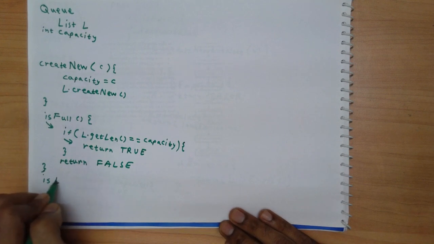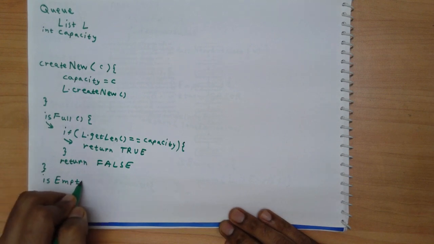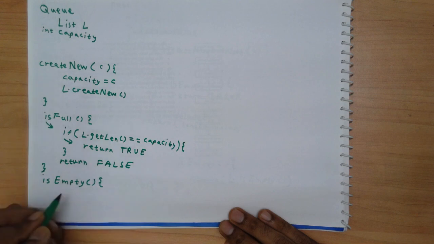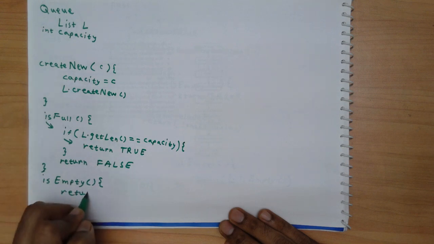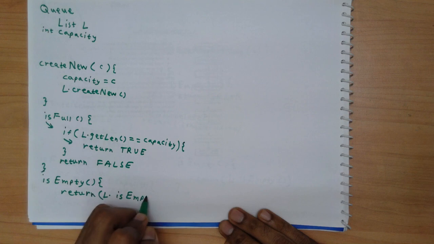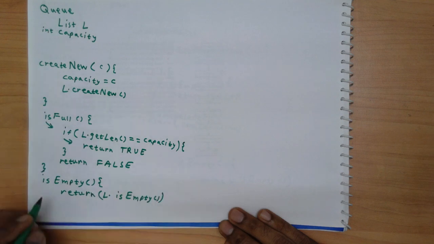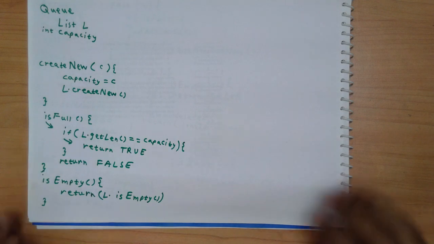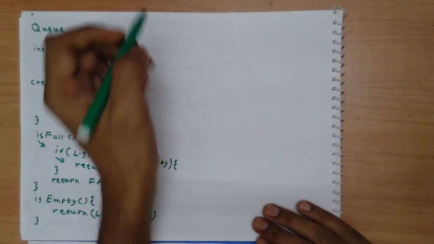Okay, so that's my is full operation, and similarly I would have my is empty operation. The is empty operation of my queue would be simply returning L dot is empty. So that's my is empty operation. And now we should implement add and delete operations.